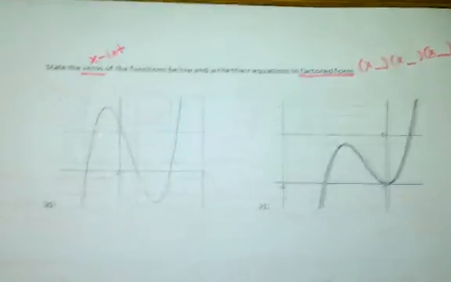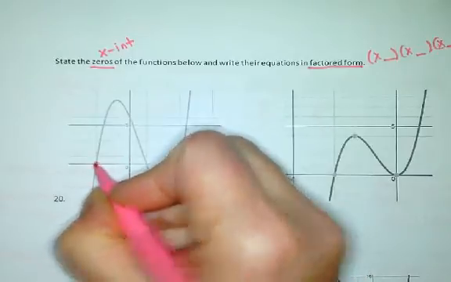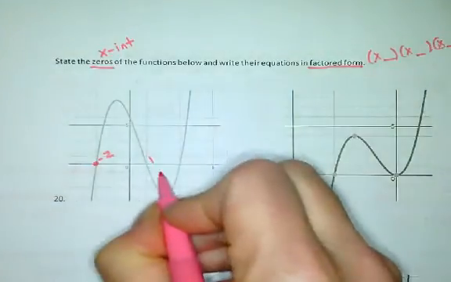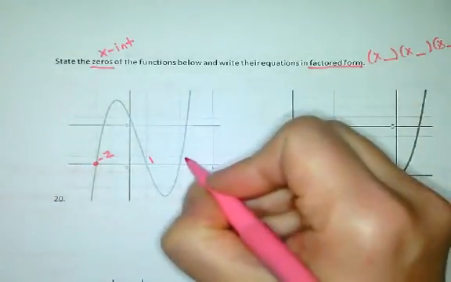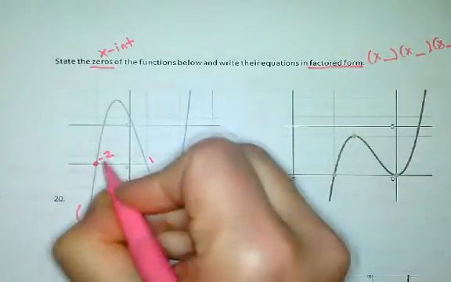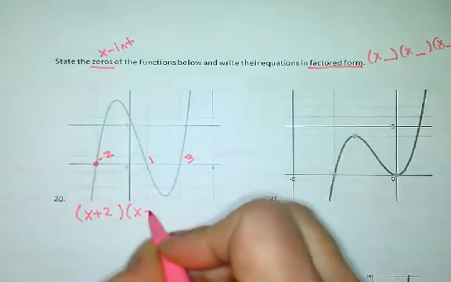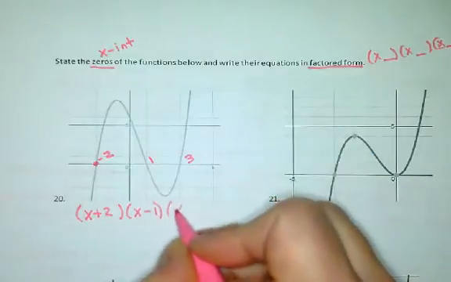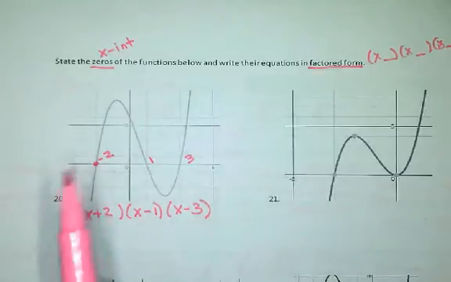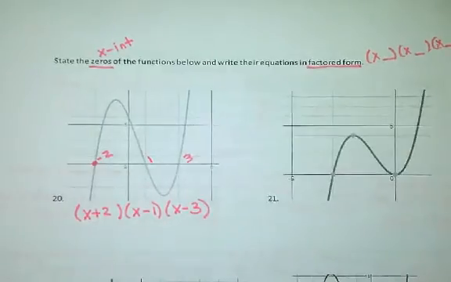So for instance, on number 20, I can tell that this one is going to cross at, and I think I've got my counting right, I think this is going to cross at negative 2. This crosses at 1. And this crosses at 3. So when I do my factored form, I'm looking for the opposite, x plus 2. That's a positive 1, x minus 1. That's a positive 3, x minus 3. Because again, if I were to set each of those equal to 0, I would get x equals negative 2, x equals 1, x equals 3.